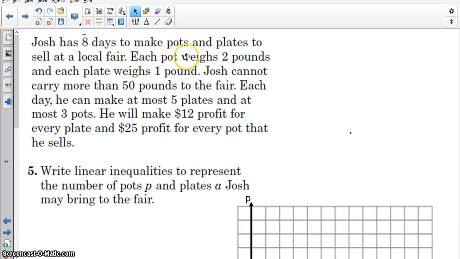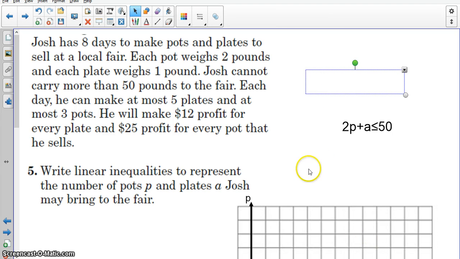The first line that tells you anything about the inequalities is the second sentence. It says each pot weighs 2 pounds and each plate weighs 1 pound. The max he can carry is 50, so the total weight is less than or equal to 50 pounds. So the total weight is 2 P's, pots, and 1 A, and that's got to be less than the 50. Let me reveal, there we go. I want to get that out of the way. So 2P plus A has to be less than or equal to 50.